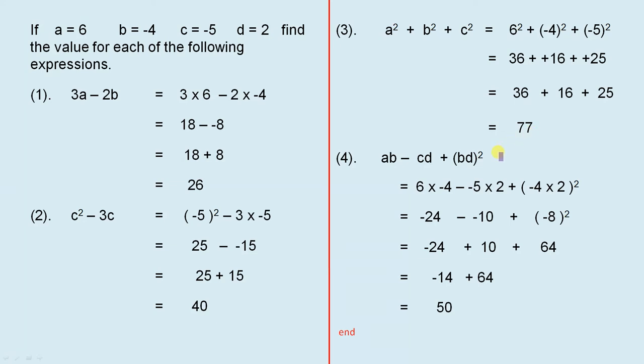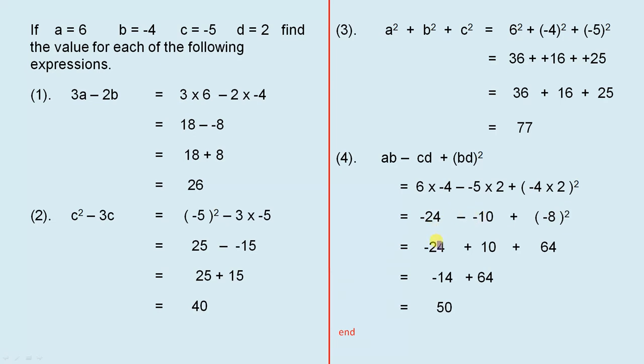And the next one is AB minus CD plus BD all squared. So that's 6 times minus 4. The minus sign is there. And then you have minus 5 times 2. The plus sign is there. So you have minus 4 times 2, and that's all squared. 6 times minus 4 is minus 24. That minus sign is there. Minus 5 times 2 is minus 10. Minus 4 times 2 is minus 8, and that has to be squared.